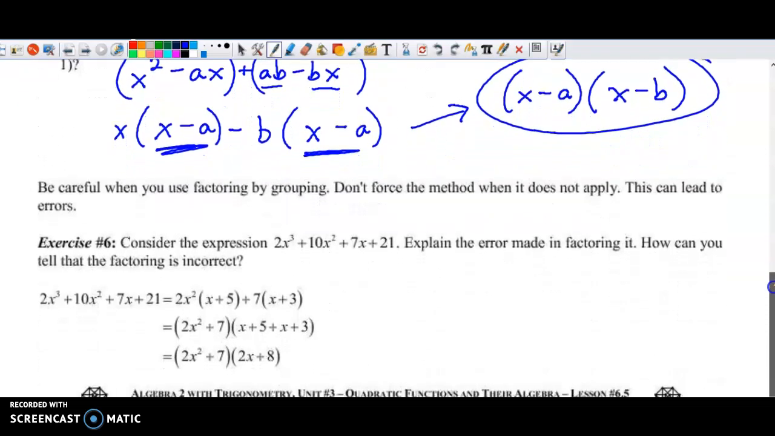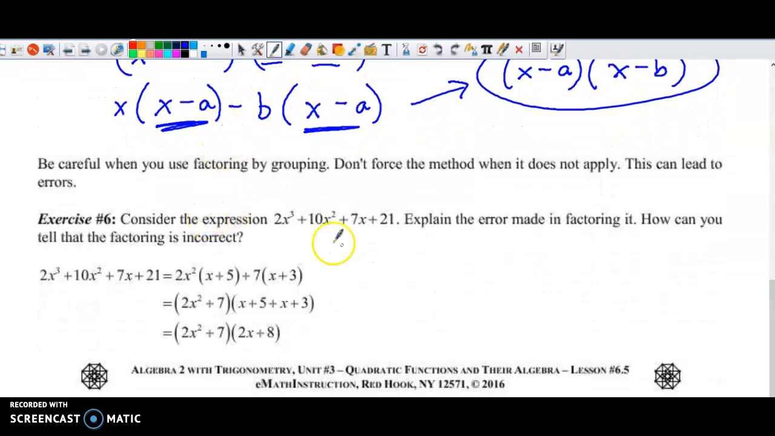And then there's just one more exercise to get you to think about that there's an error being made in this problem. And the way I would do this is actually just work it out. 2x cubed and 10x squared. Well, 2x squared, that was right. And double check that's right. 2x squared times x is 2x cubed. 2x squared times 5 is 10x squared.